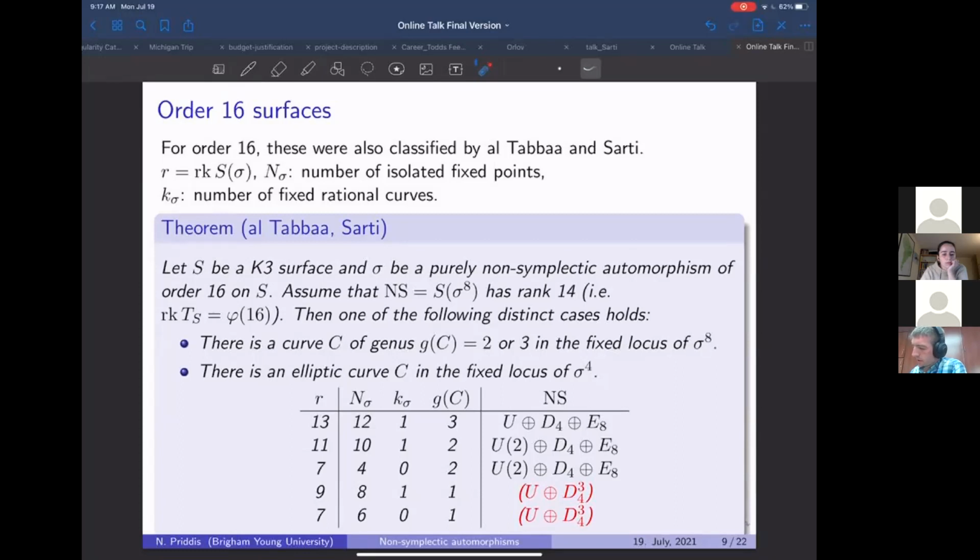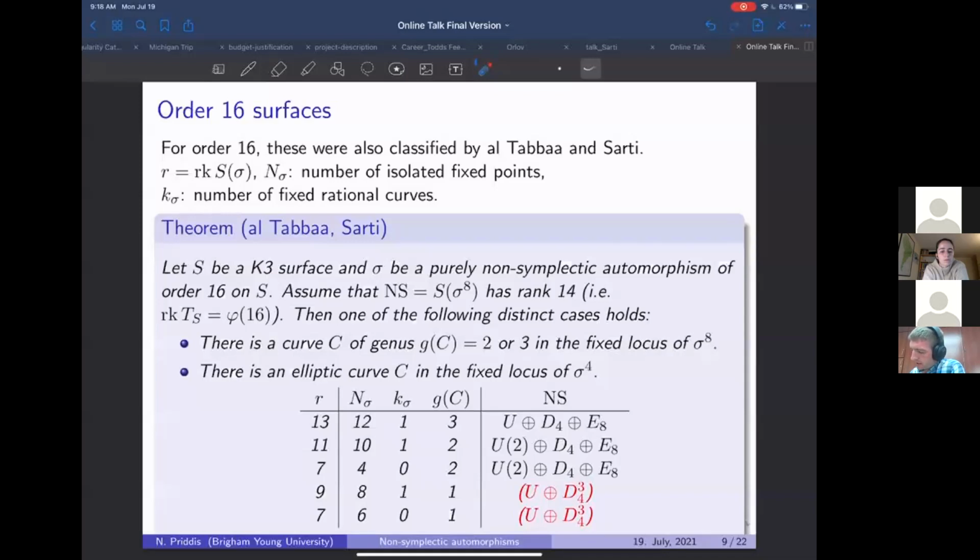Anyway, then one of the following distinct cases holds. I've shortened their theorem here to fit it on this slide. Basically, the information I want to pull out of it is that two things can happen. You can either have a curve with genus 2 or 3 in the fixed locus of sigma to the 8. Now, since sigma has order 16, sigma to the 8th is a non-symplectic involution. So that's this one right here. Or the other thing that can happen is that you get an elliptic curve in the fixed locus of the 4th power of sigma.